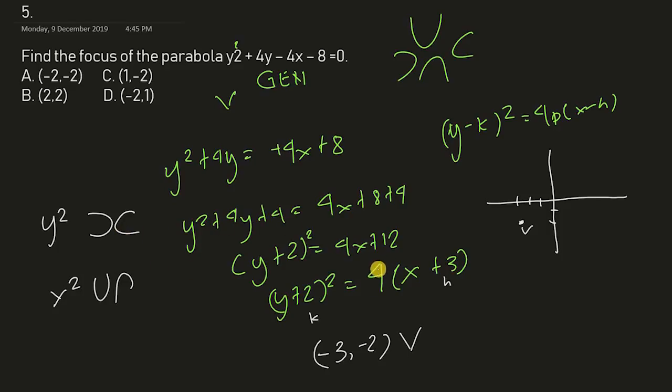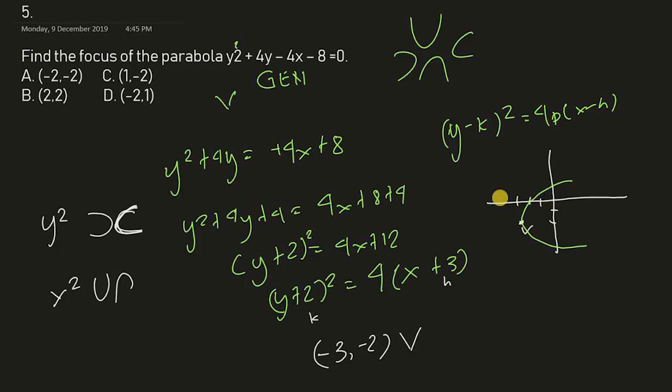Ang value ng 4p nyo is positive. Therefore, it's going to the right. So yung graph natin here, guys, that's going to the right. And ang focus ng isang parabola is always ini-enclose ng parabola. So, ang focus is along this part.